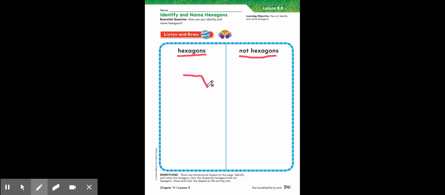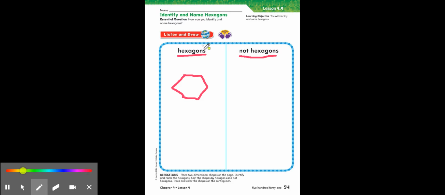1, 2, 3, 4, 5, 6. Not so great, but let's mark them up so that you can see them. 1, 2, 3, 4, 5, 6. Yup, even though it's not perfect, that's okay. It still has 6 straight sides. Do your best as you're drawing, but remember, even Miss G makes mistakes, and my hexagon is not perfect either.